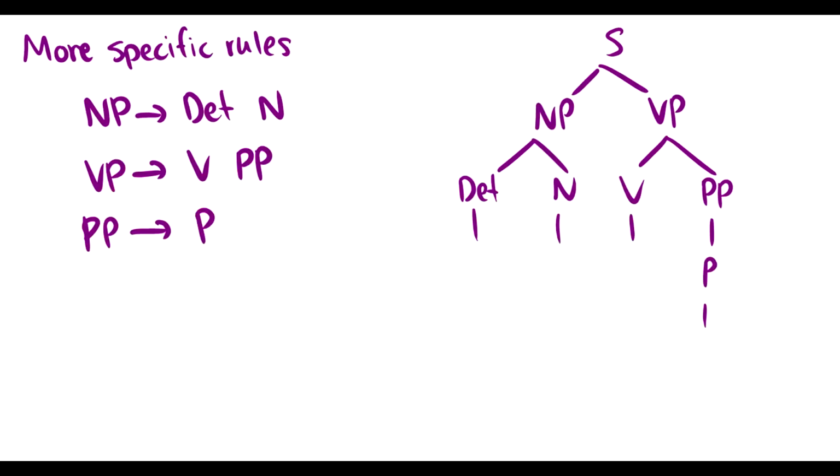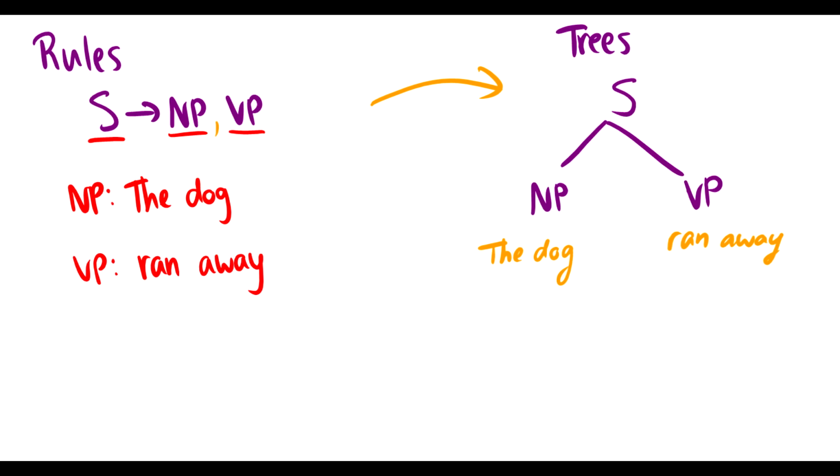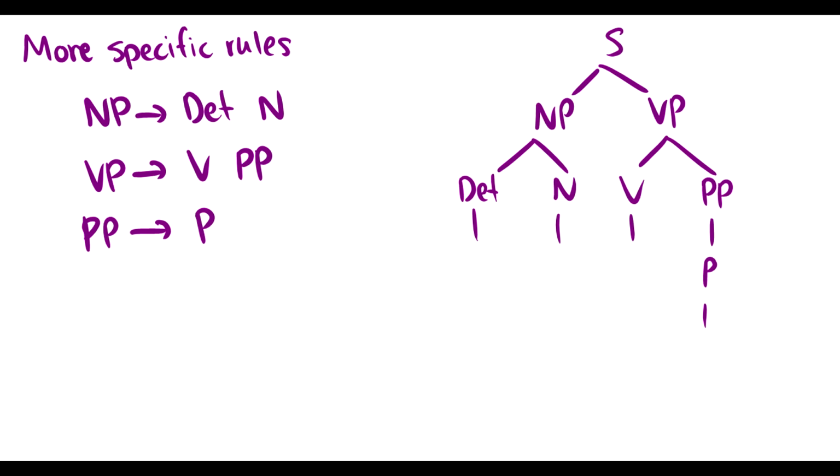But we can get a little bit more specific, because you saw in this previous example that we have two words under NP and two words under VP, and essentially we want one word to one node, or one notation, or one symbol. So here, we can get our rules a little bit more specific. A noun phrase goes to a determiner and a noun. So for instance, the dog goes to the, a determiner, and dog, which is a noun.